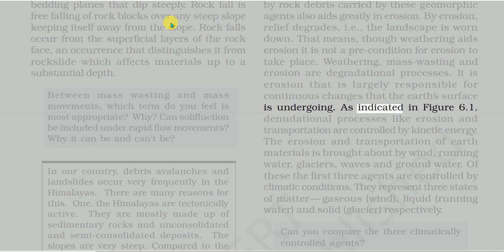As indicated in figure 6.1, denudational processes like erosion and transportation are controlled by kinetic energy. The erosion and transportation of earth materials is brought about by wind, running water, glaciers, waves and groundwater. Of these, the first three agents are controlled by climatic conditions. They represent three states of matter: gaseous (wind), liquid (running water), and solid (glacier), respectively. Can you compare the three climatically controlled agents?